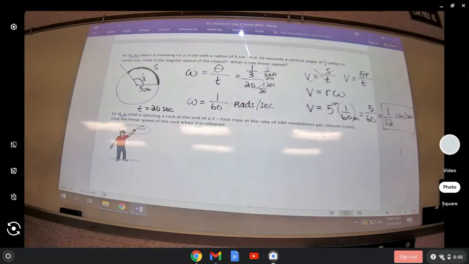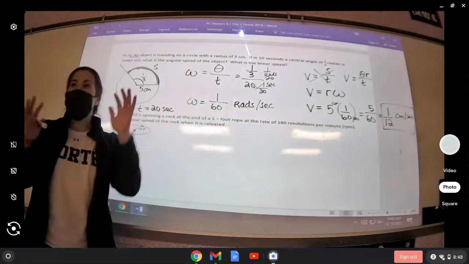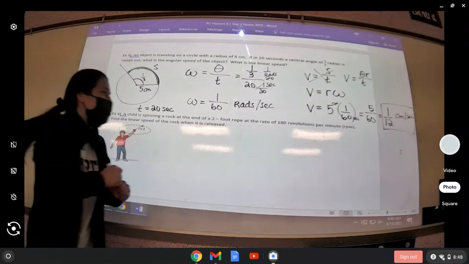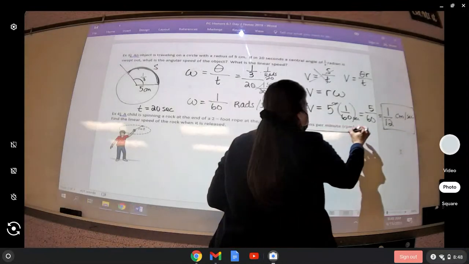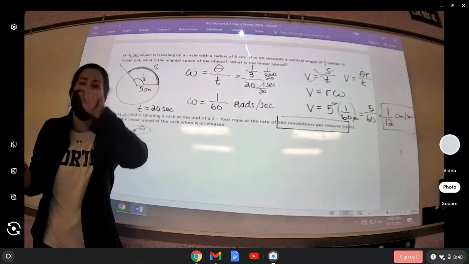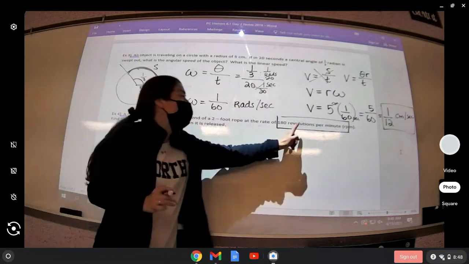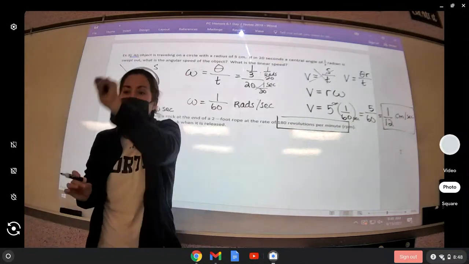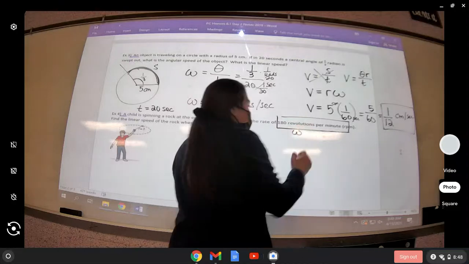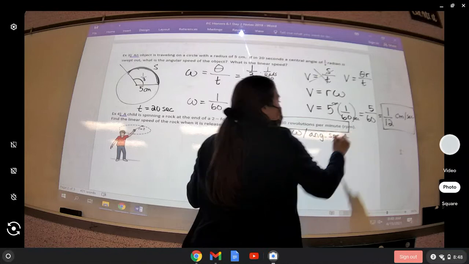A child is spinning a rock at the end of a 2-foot rope at the rate of 180 revolutions per minute. So guys, this is what I'm talking about. I think there's quite a few problems that talk about revolutions per unit of time. Remember, when they give you this information, they're sneaking in angular speed. That's a rotational speed. It's just not in radians per unit of time like we like. But we'll be able to convert that to radians per unit of time. So they have snuck in omega. That's an angular speed right there. That's a rotation.